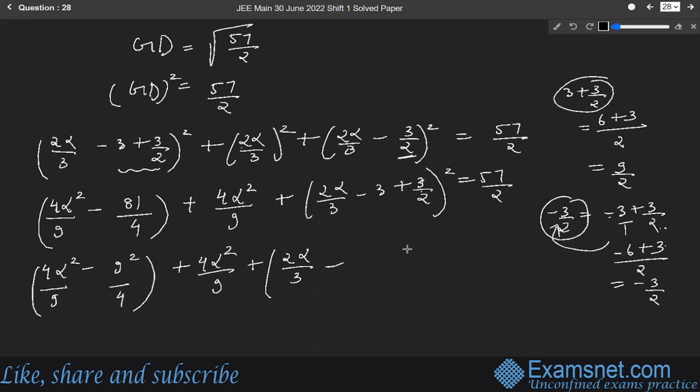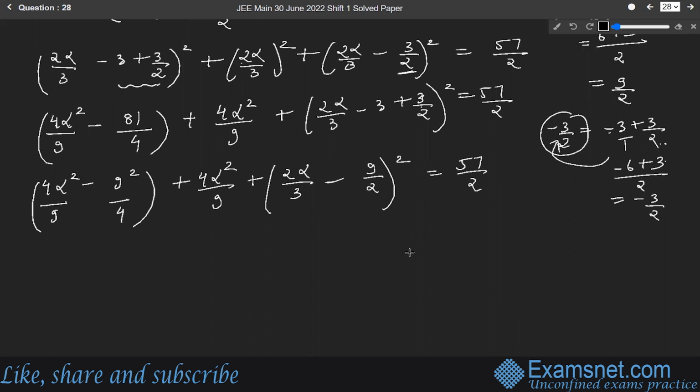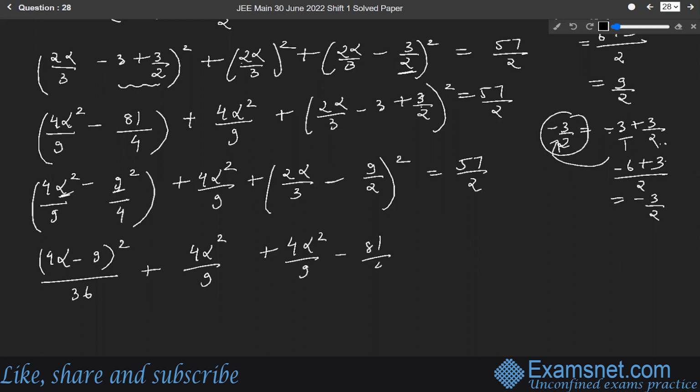81 by 4. Okay. But we are not taking the square now. Let it be like this. It is equal to 57 by 2. Okay. Now let us take the square of the last term. So for here you can see that we can combine this power. Okay. So we can write it (4 alpha minus 9) whole square, right? Divided by 9 into 4 is 36. Right? Plus 4 alpha square by 9 plus again this square will be equal to what? 4 alpha square divided by 9 minus 81 divided by 4.